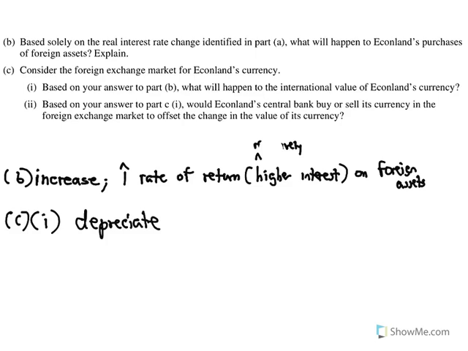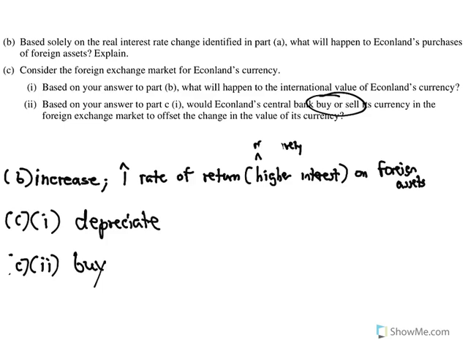So, I mean, you had a 1 in 3 shot there, right? Depreciate, appreciate, or no change. So again, hopefully you wrote something down, and even if you didn't know why it was depreciate, if you wrote depreciate, you got that point. So good for you. And same thing on C2. Again, this is multiple choice, and there's no explanation required. You just got to pick buy or sell here. Based on your answer to part C1, would Econ Land's central bank buy or sell its currency in the foreign exchange market to offset the change in the value of its currency? And the answer here is it's going to buy.